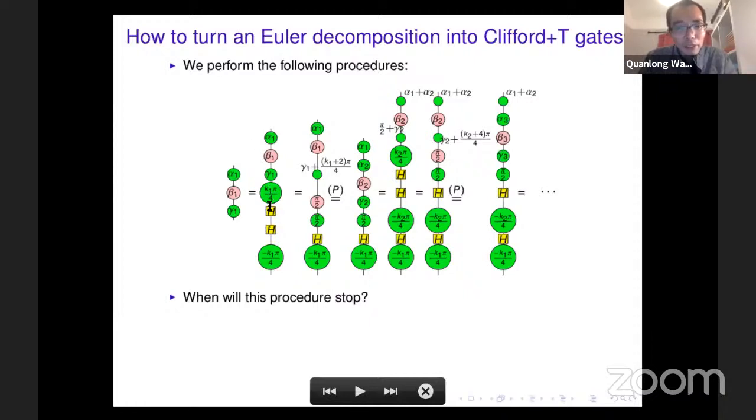So the first time we use the K1, and then we fuse them together, use Euler decomposition, and then you get this: green, red, red, green, red, but this red pi by 2 is very special. It's easy to calculate. Then for these three nodes, you get alpha 2, beta 2, and gamma 2, and then you do the second modification, and you do it again and again. So then the next question is, where does this procedure stop?